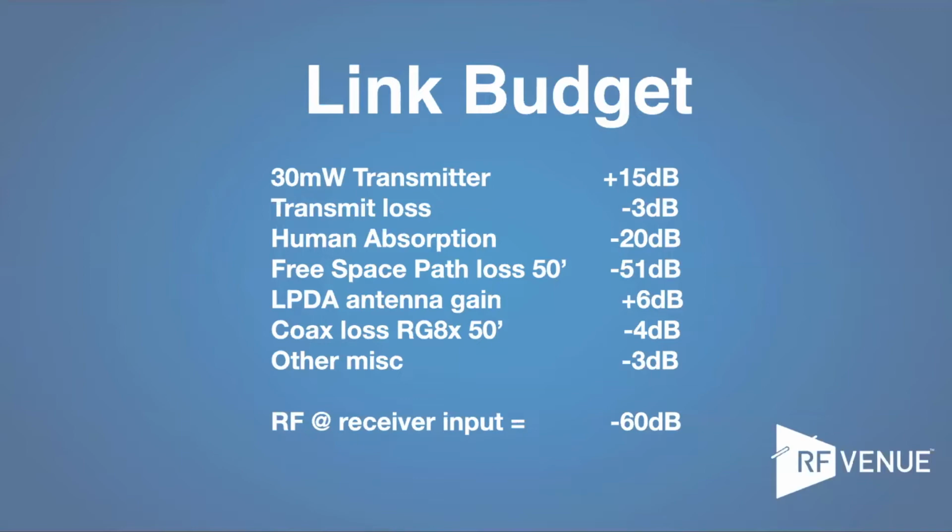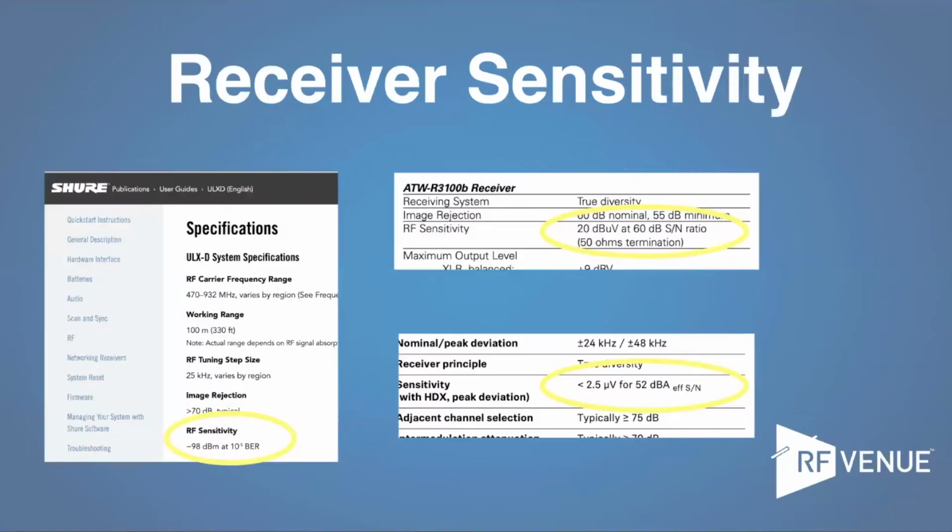The question is, is that a good number or not? We have to look a little farther into it. What you absolutely need: your receiver has a sensitivity. Here are some examples from Shure, Audio-Technica, Sennheiser. Every manufacturer has a spec for this. They're likely to use different numbers and a different way to express this sensitivity.